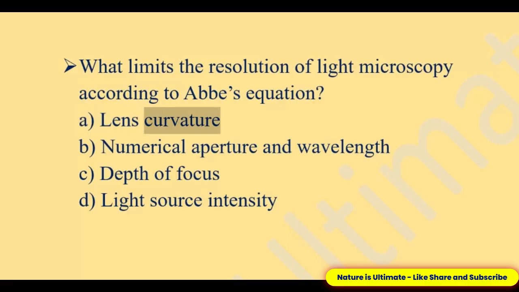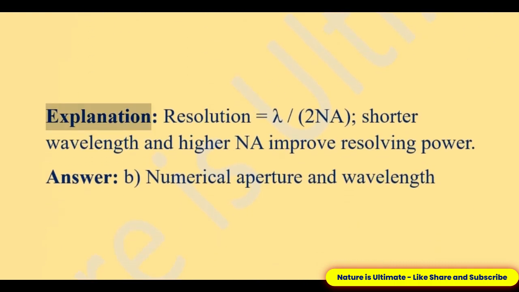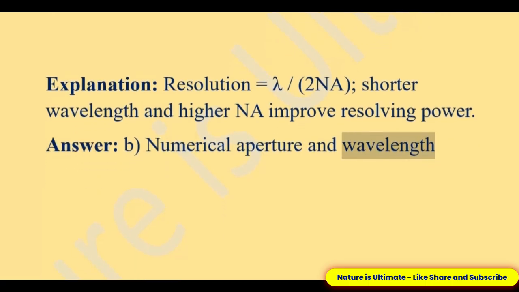What limits the resolution of light microscopy according to Abbe's equation? A. Lens curvature. B. Numerical aperture and wavelength. C. Depth of focus. D. Light source intensity. Explanation: resolution equals lambda over 2 NA. Shorter wavelength and higher NA improve resolving power. Answer: B. Numerical aperture and wavelength.